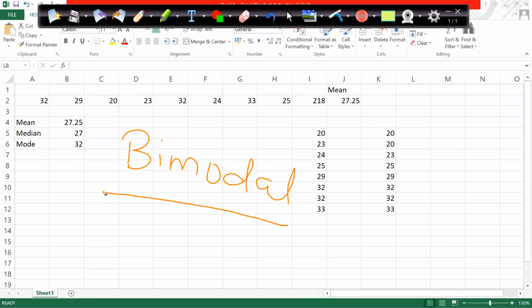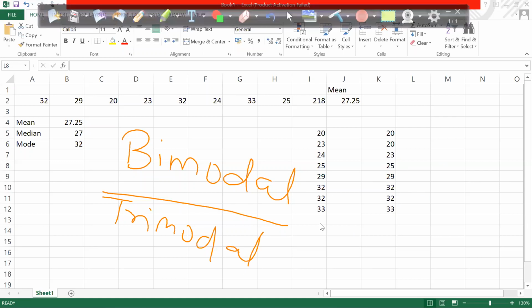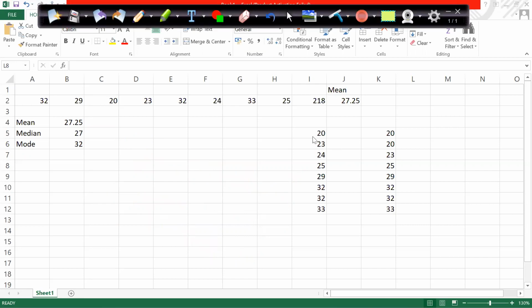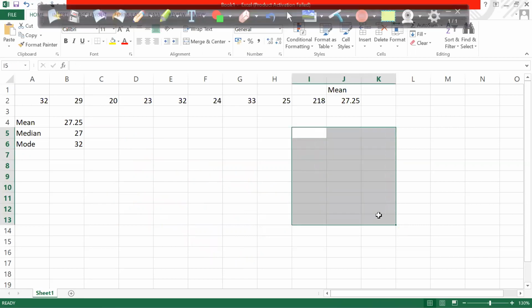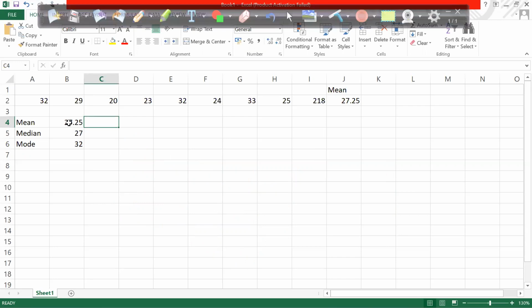Suppose I have three values coming multiple times, the same number of iterations, then it will be trimodal data. And if more than three values are repeating in my data set, then I will say it's multimodal data, right? So that is how we can name it. So from here, you can say mean, median, mode in very layman terms, I will try to help you understand.